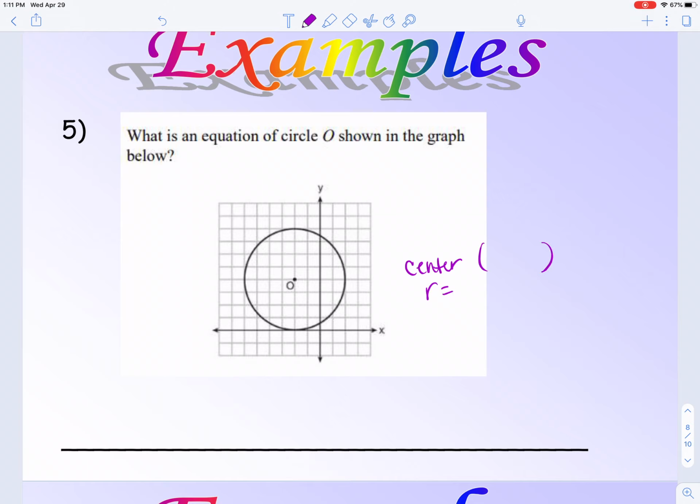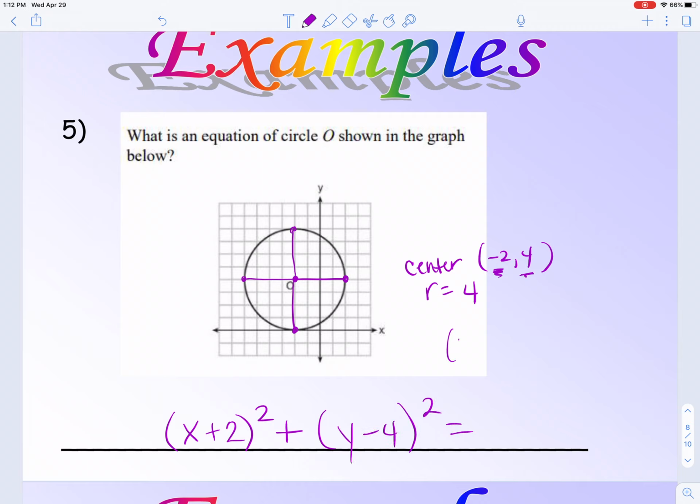So the center is negative 2, 4. That's the coordinates of that point. And now from that point, horizontally or up or to the left or down, I could get the radius. It doesn't matter which direction you go because it's always going to be the same, 4. So inside the parentheses, I'm going to put x with the opposite of minus 2, plus 2, squared, plus sign, y minus the 4, squared equals the radius squared, 16.